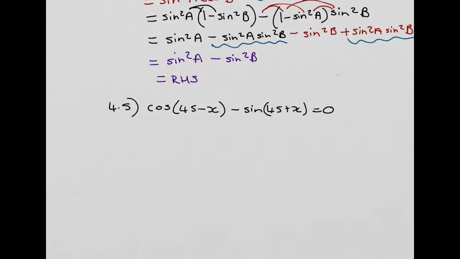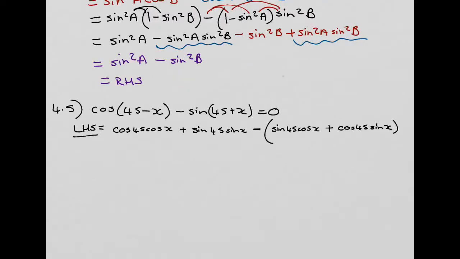All right, second last one for this video. We are working with cos(45 - x) minus sine(45 + x). So again, we're going to work with our left-hand side because our right-hand side is equal to 0. It doesn't help us. So we're going to expand our compound angles. Alright, so I've expanded them, but please don't forget there has to be a minus there because of the question. So put a bracket because you're going to distribute that negative in the next step.